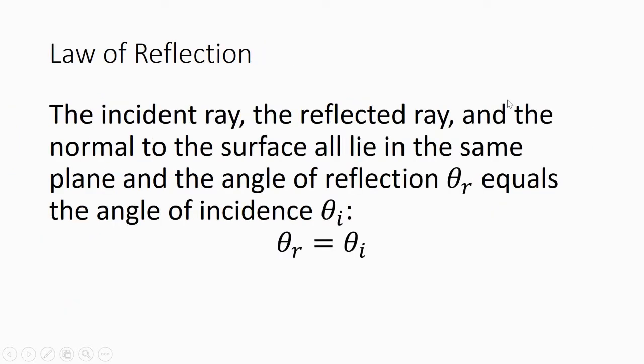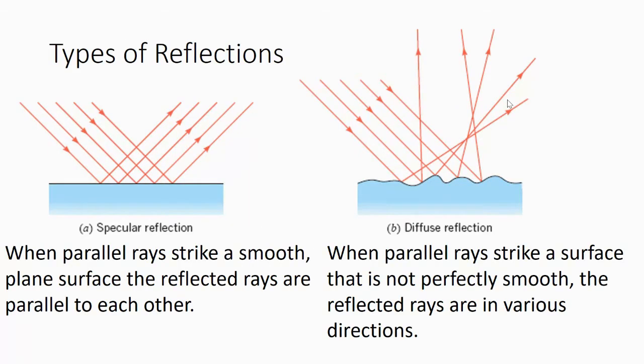So then that brings us to the law of reflection, which essentially says that the incident ray and the reflected ray have to be equal to each other in terms of their angle. So our angle of reflection, theta r, has to equal our angle of incidence, theta sub I.